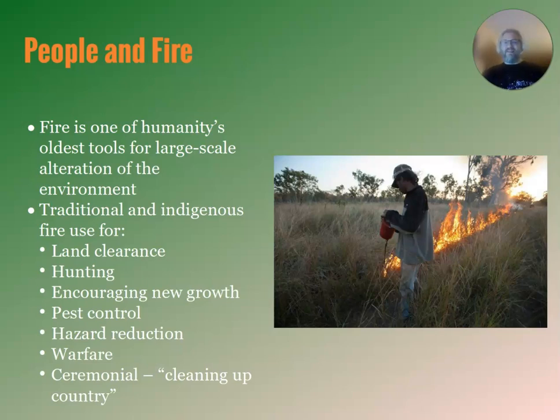And then also that new growth might attract animals to come in to eat it that we could then hunt. So it was pretty common for hunters to lie in wait in areas that had recently been burned. As that new growth was coming up, that would attract animals like deer or kangaroos in Australia that you could then hunt. People also did that to improve pasture for cattle and sheep, because cattle and sheep like to graze on the new growth that comes up after a fire.